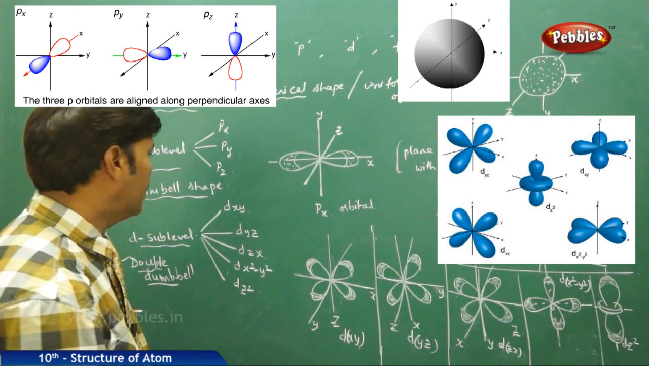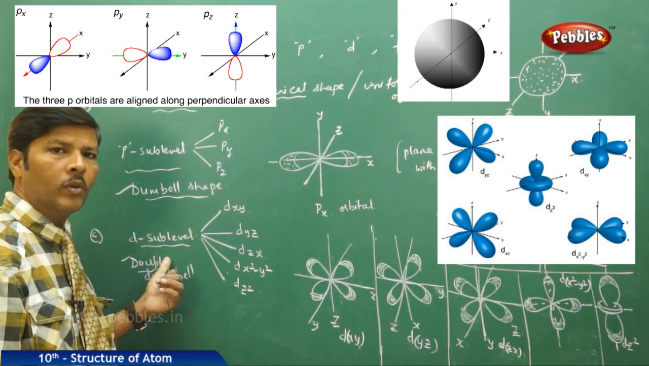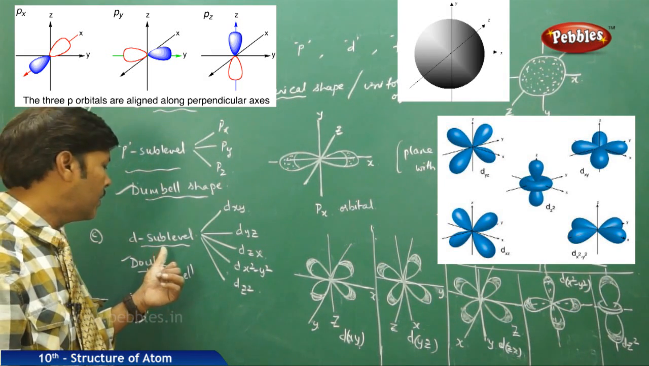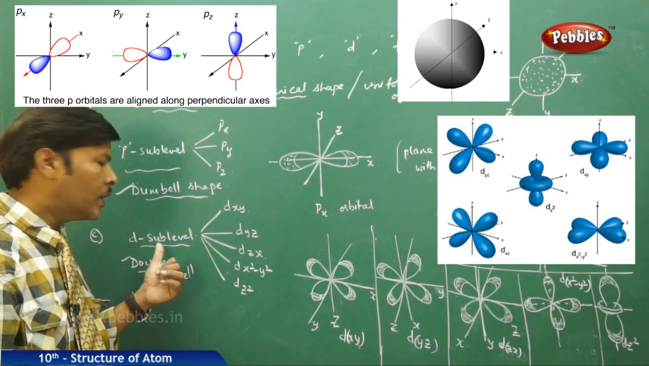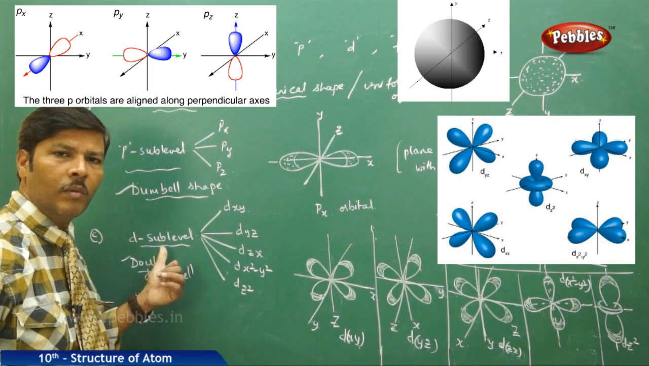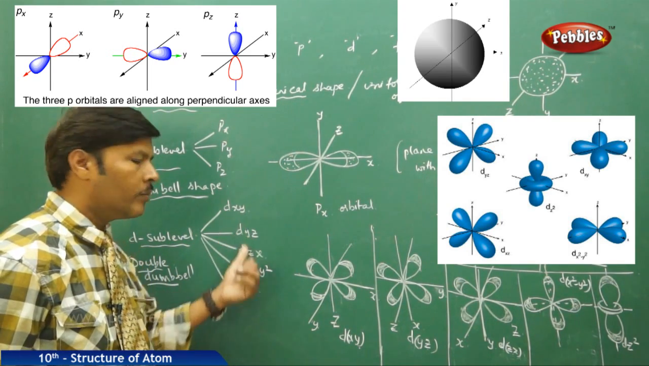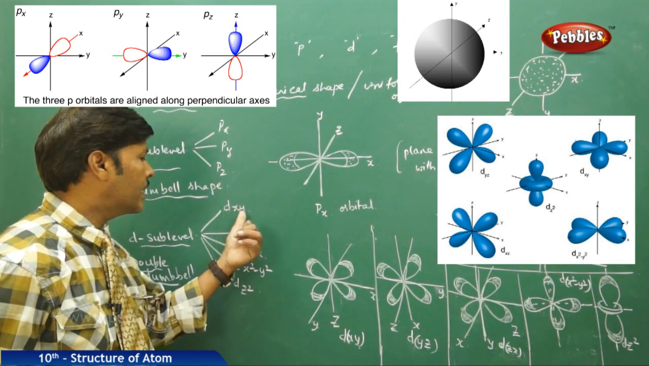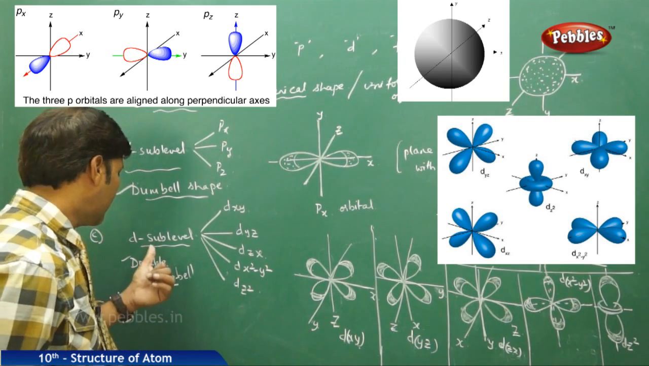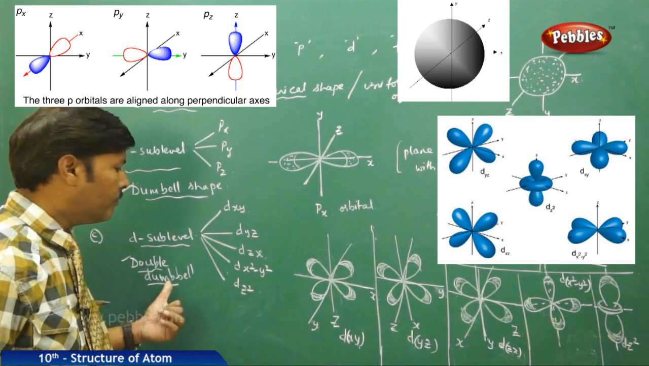Particularly in the case of the d orbitals, we know very well that every atom is made up of a main energy level. That main energy level is made up of sublevels. When you say sublevel, here we are speaking about the d sublevel. The d sublevel has 5 suborbitals, which we call dxy, dyz, dzx, dx square minus y square, and dz square. And here the shape of the d orbital is given by the double dumbbell shape, which you can see.